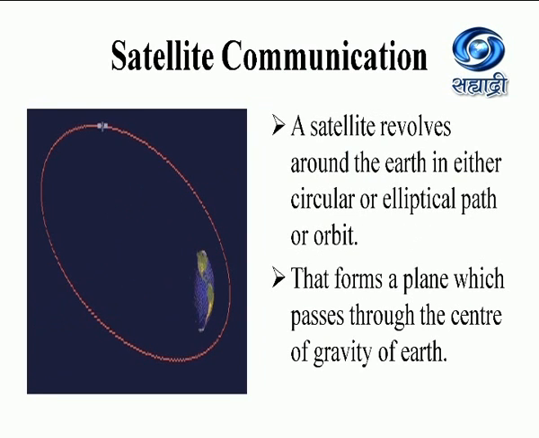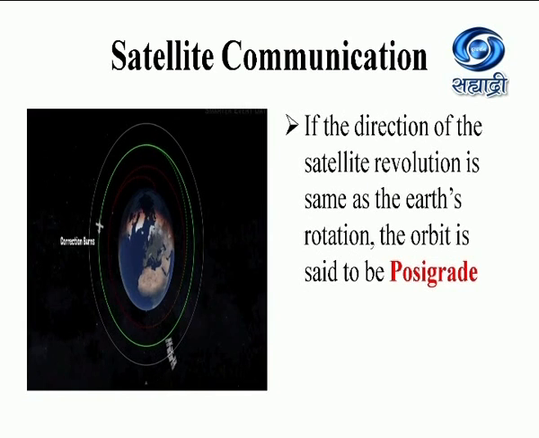So a satellite revolves around the Earth in either a circular or elliptical path or orbit. The orbit path can be elliptical or circular. In this diagram, we can see the path is elliptical around the Earth. That forms a plane which passes through the center of gravity of Earth.